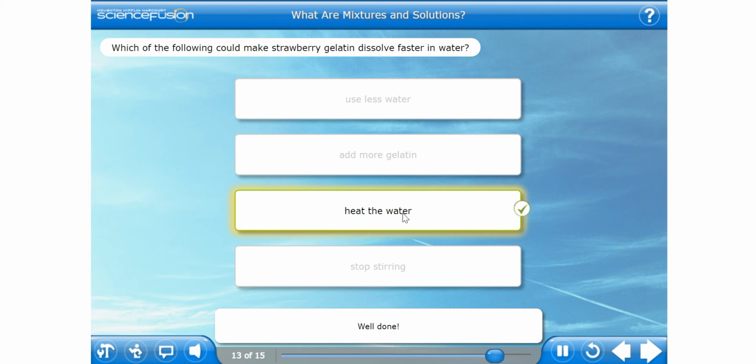Well done! Stirring, heating up liquids, and reducing the size of the particles you are trying to dissolve are all ways to speed up the dissolving process.